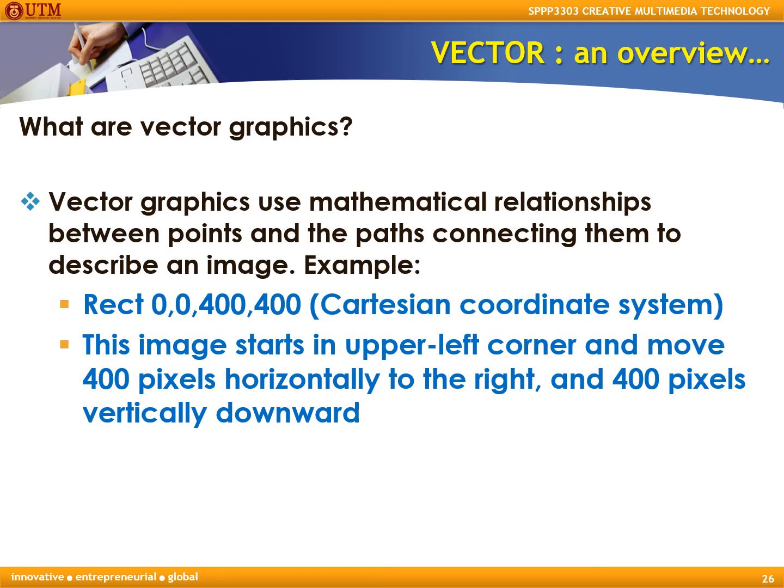Now, if you ask yourself, what is the difference between the bitmap and the vector? What is actually the vector? Now we know the bitmap is a real image, okay? So what are vector graphics? Vector graphics use mathematical relationships between points and paths, connecting them together to describe an image or to describe a place, a distance, okay? For example, a rectangle, a square, a line, okay? When you connect the dots of a rectangle together and then you fill it with a color, this is what we call a vector.